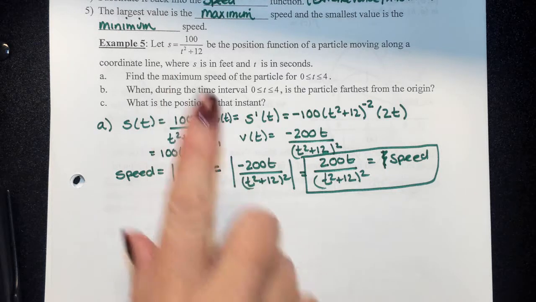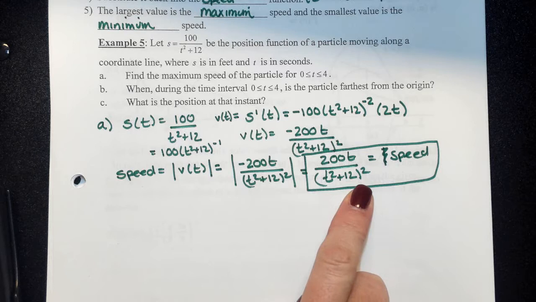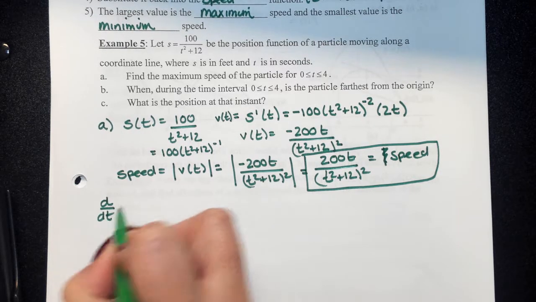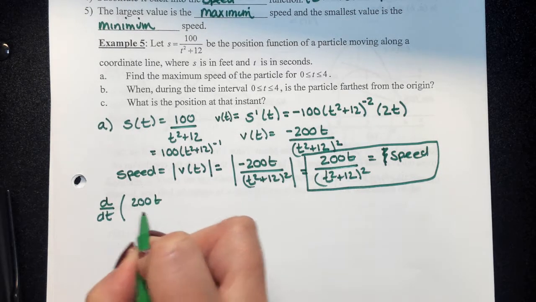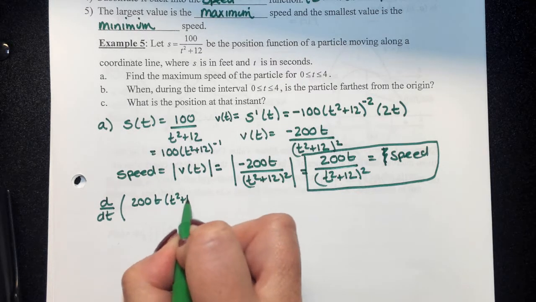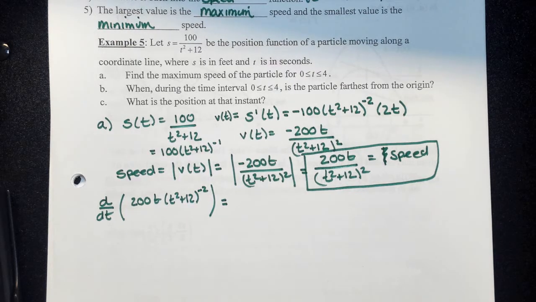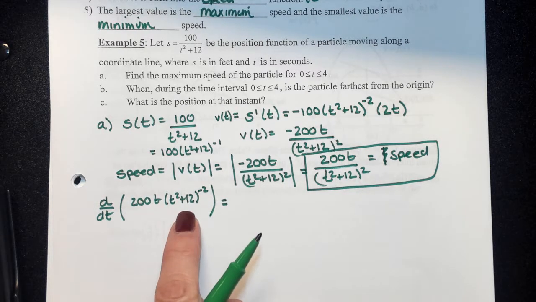So now remember, I'm trying to maximize and minimize speed. So just like when you're trying to do maximums and minimums, you're going to have to take the derivative of the speed function. So I have to take the derivative of 200t, and I could write this as (t squared plus 12) to the negative second. It's probably just easier to leave it as a quotient and use your quotient rule versus using your product rule. Either one would work. I should have just left it alone. I'm going to use my quotient rule.